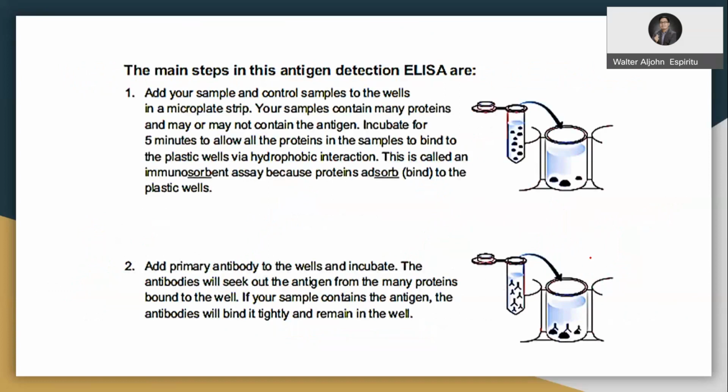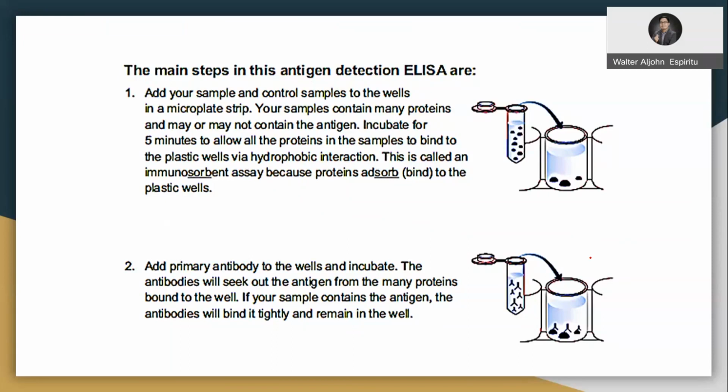So first, you need to prepare your 96 well plate. Then, using sterile tips, you need to add your sample as well as the controls to the wells. These are all parts of the kit, and make sure to follow them properly. Next, you will add the primary antibody.